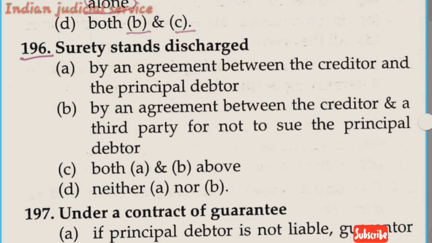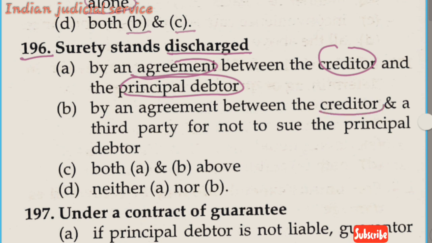Question number 196. The surety stands discharged. Option A, by agreement between the creditor and principal debtor. Option B, an agreement between the creditor and a third party not to sue the principal debtor. Option C, both A and B above, and option D, neither A nor B.